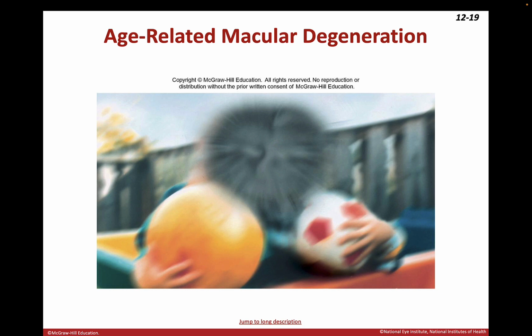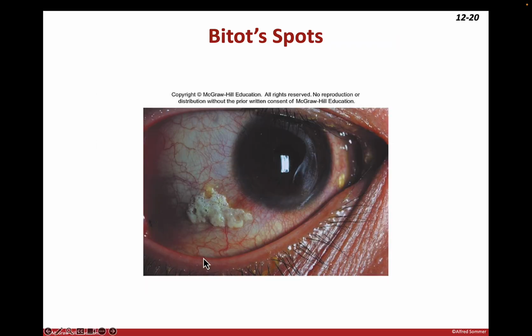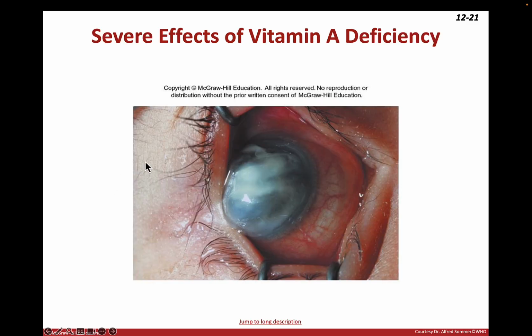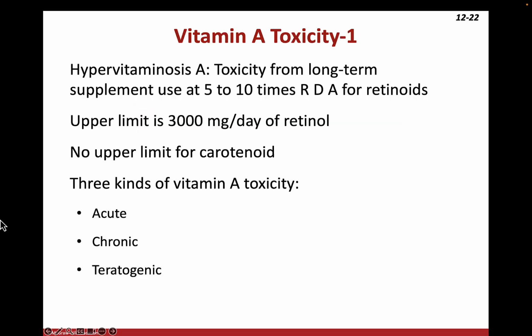Now, here we're actually looking at age-related macular degeneration, and so notice where the issue with vision is occurring. Okay, very much in the middle. Here we actually see Bitot's spots, so these abnormal growths we can actually see here. And here we're basically looking at another issue, cloudiness occurring within the conjunctiva.